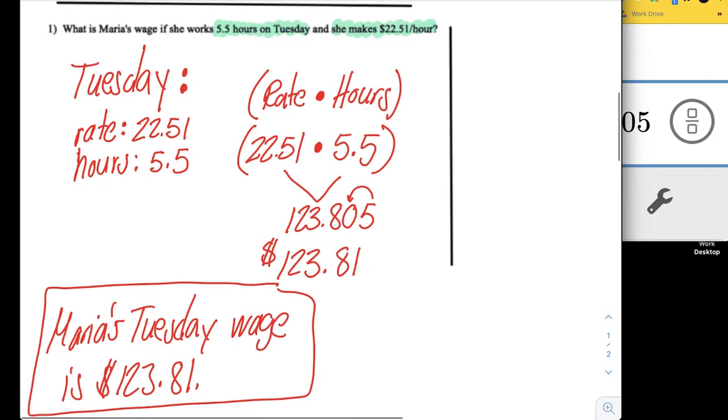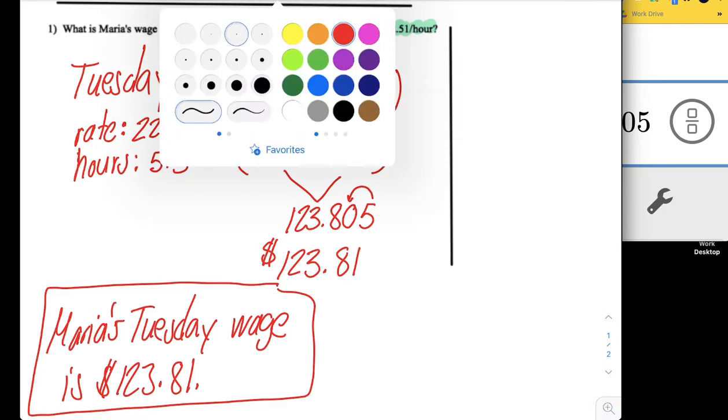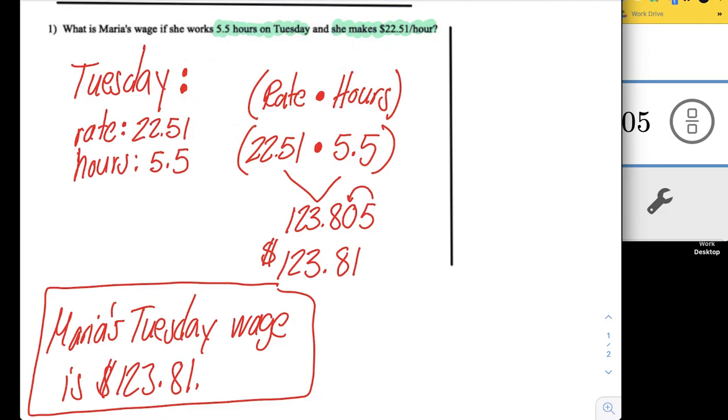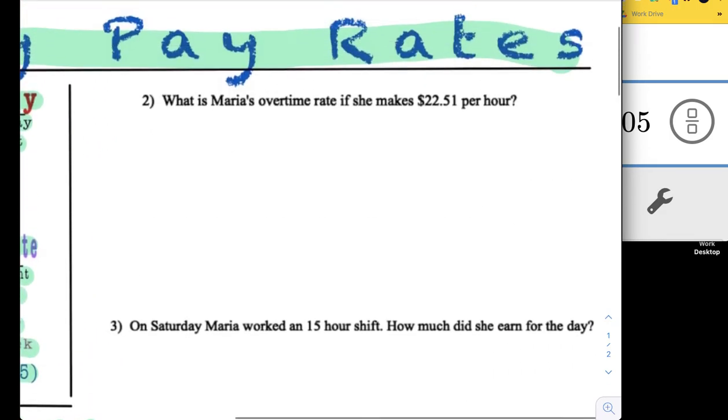$123.81. That's how much she made for working on Tuesday. $123.81. Okay. Perfect. Make sure you're copying everything down, everyone. Let's move on to number 2 here.